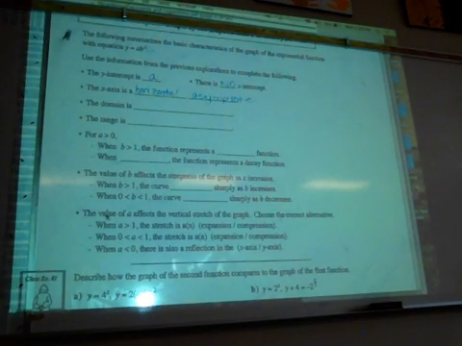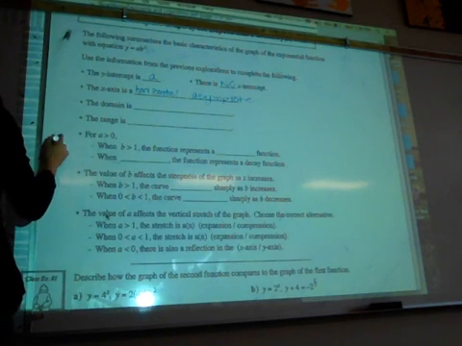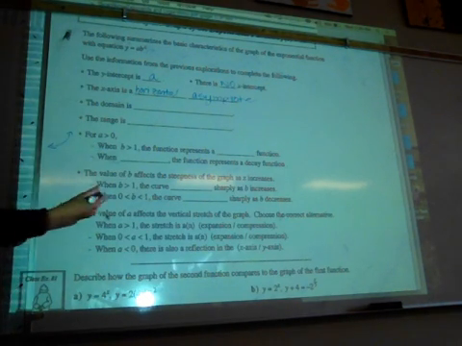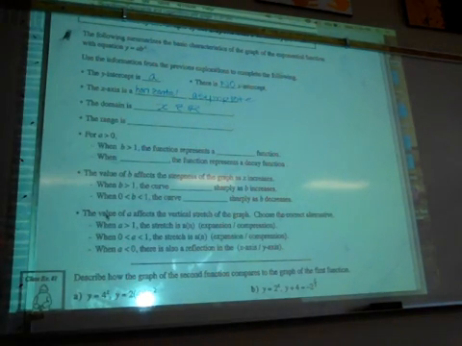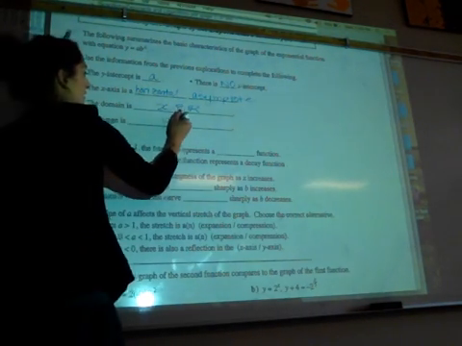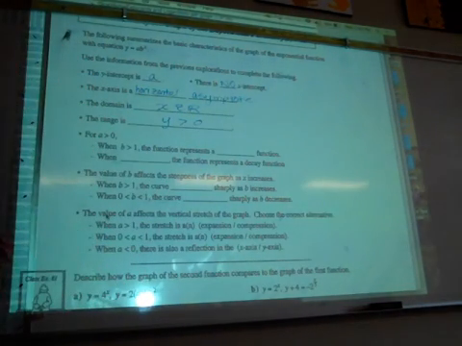What's the domain of an exponential function? Draw a little picture if you need. Yeah, all real. x is an element of all real numbers. And the general range? Greater than 0. y is greater than 0. Don't put the equal sign, because it will never equal the x-axis.